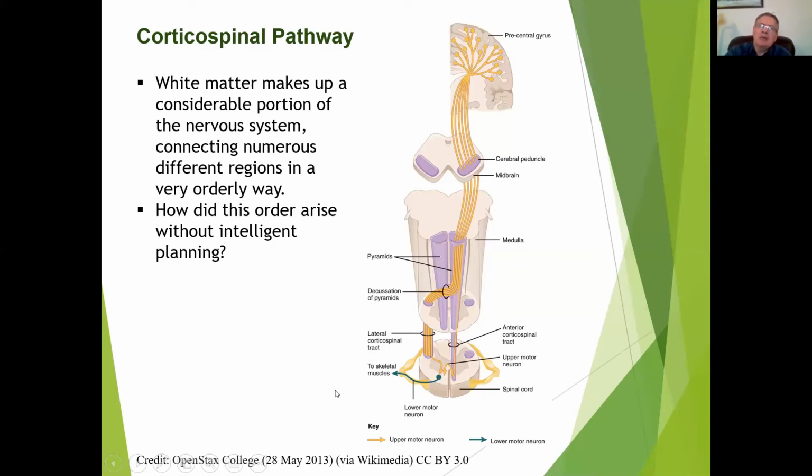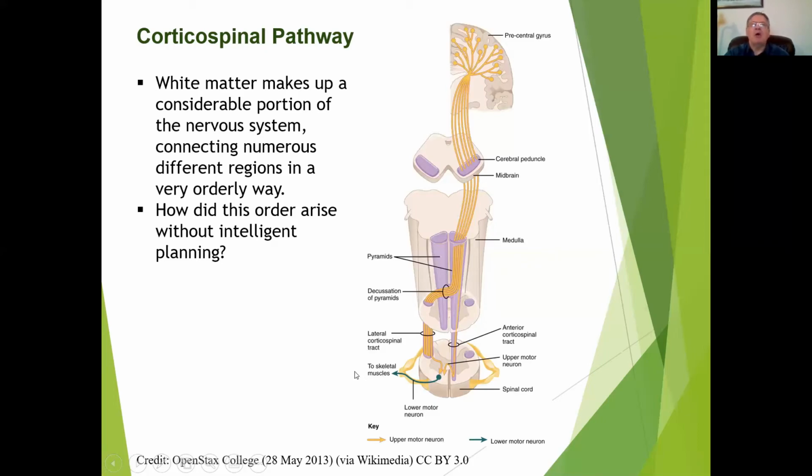You also have some, about 85% may go this way, and 15% may descend as the anterior corticospinal tract, in which case they cross the midline at the level of the spinal cord that they're designated to, and then synapse on the motor neurons and innervate the skeletal muscles.